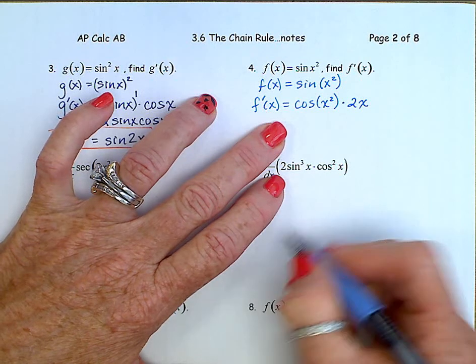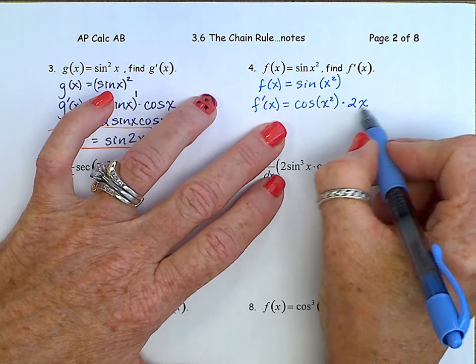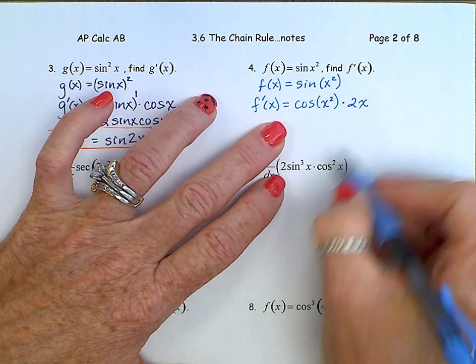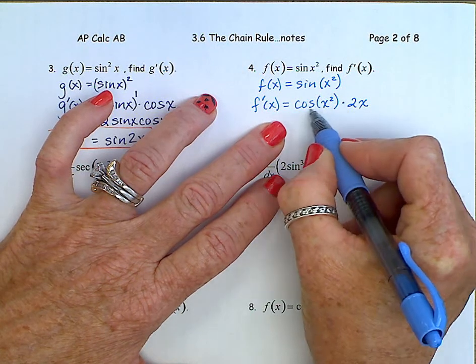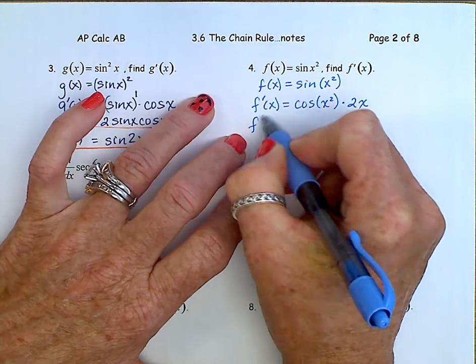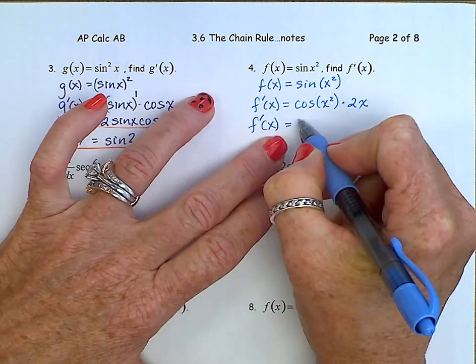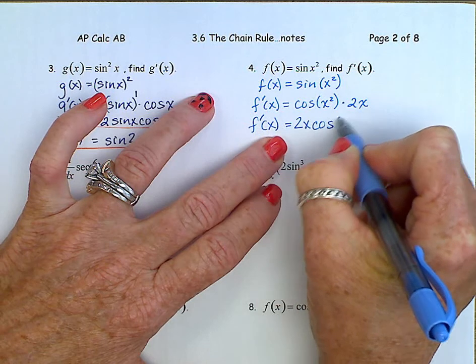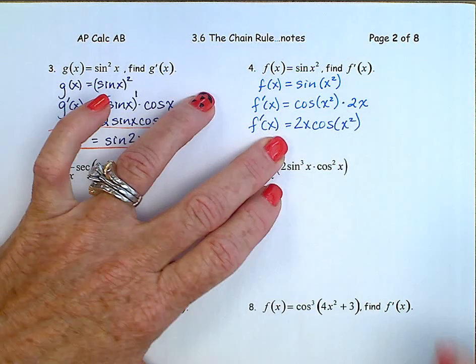Now keep in mind, we can't multiply this 2x times that x squared because the x squared is on the inside of cosine and the 2x is not. So we'll just pull this 2x around front to remove that ambiguity there. There's that derivative. Done.